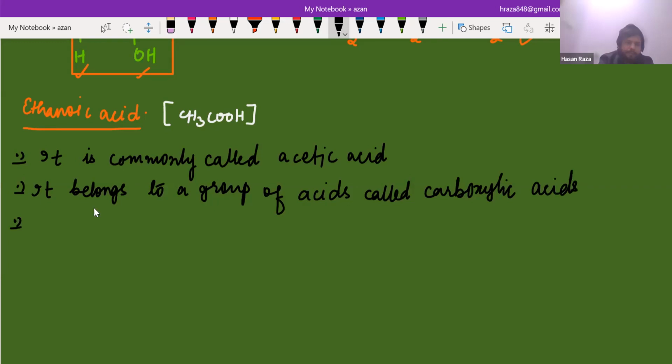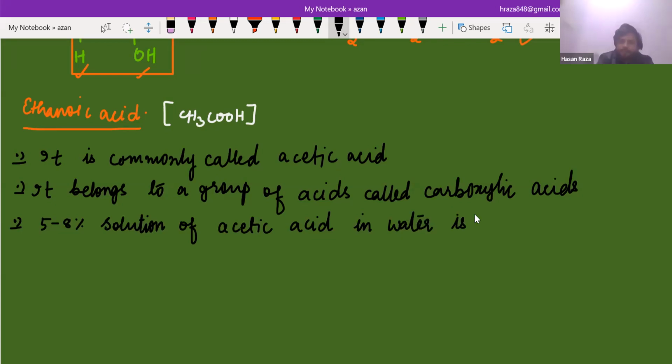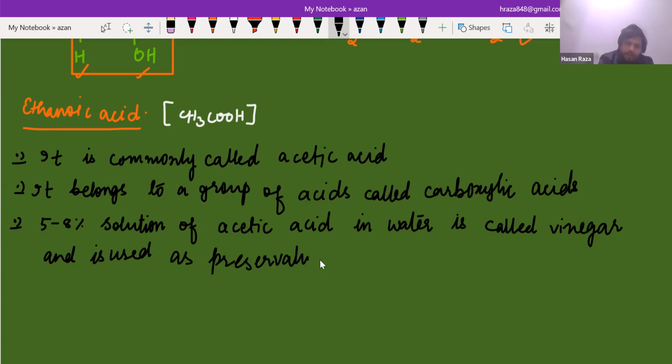Next point we can write: a 5 to 8% solution of acetic acid in water is called vinegar, and it is used as a preservative in pickles. To preserve pickles, we use this vinegar.